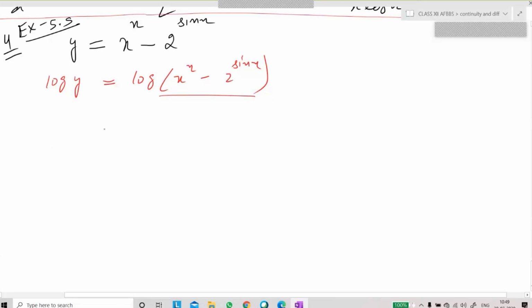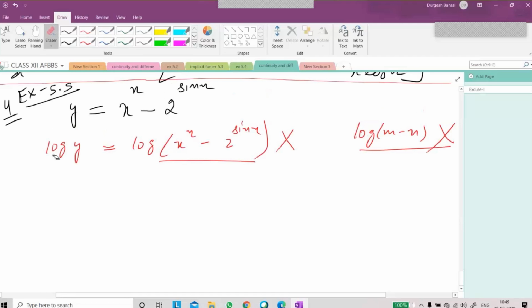Ma'am, we can simplify. You cannot simplify it further because we have no such property. We have no expansion of log of m minus n. So this step cannot be done. So we are not going to do this question by taking the log of both the sides.